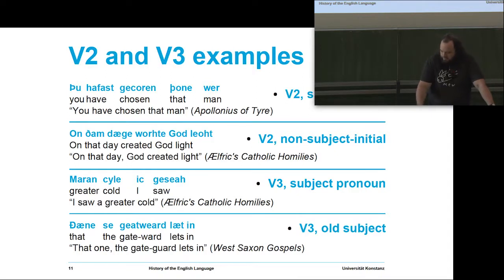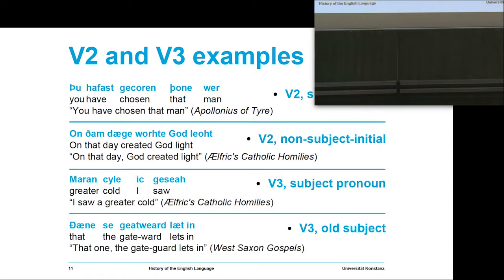So here's the examples. So here's a very straightforward one. This one translates into modern English very straightforwardly. Du hast gekoren von er. You have chosen that man. So you've got a verb second clause, because you've got the subject, du, then you've got the verb, hast. And so you're dealing with a verb second clause that's also subject initial. But this one isn't very exciting, because it wouldn't behave any differently in modern English.